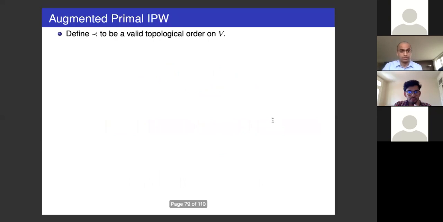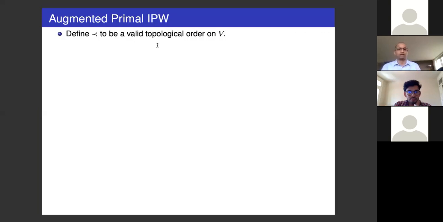Okay, so this raises the question: can we form a single estimator that combines both of these and has double robustness properties similar to augmented IPW? So using semiparametric theory, of course, we took the pathwise derivative of the truncated Tian factorization and derived what we call augmented primal IPW. In order to explain that, let's define some sets.